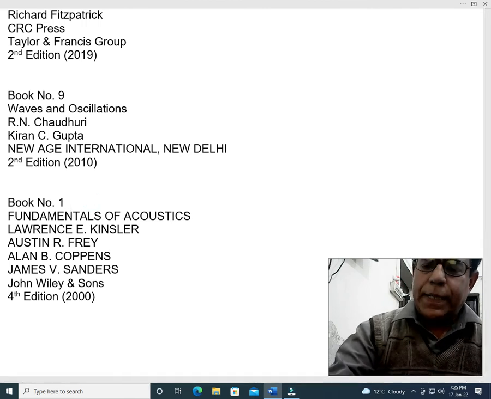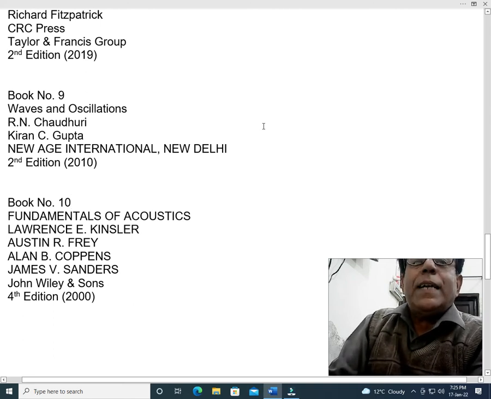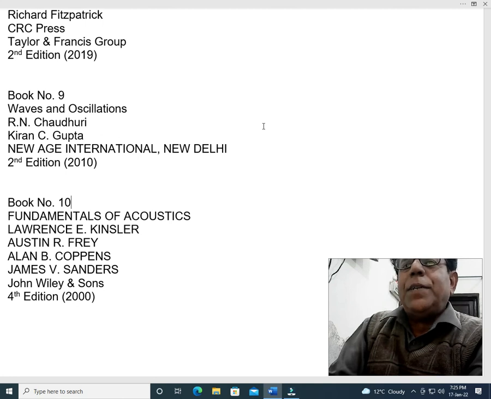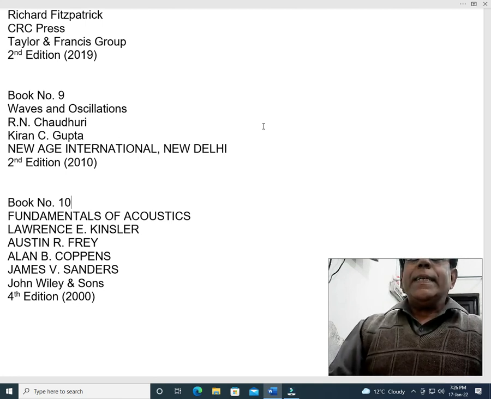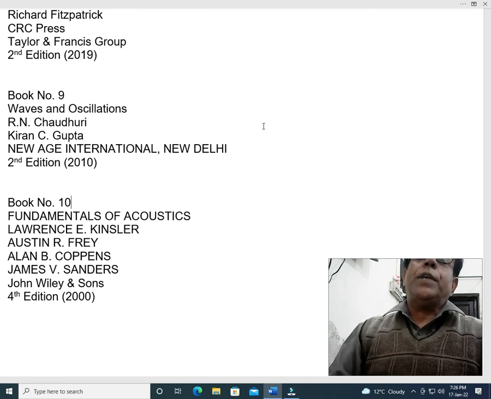Next, book number 10. Book number 10, Fundamentals of Acoustics. Its authors are 4 authors: Lawrence E. Kinsler, Austin R. Frey, Alan B. Coppens, James V. Sanders. All the 4 authors are very difficult to pronounce. However, I have to pronounce as I can. Its publisher is John Wiley and Sons, and its 4th edition 2000 will be followed.